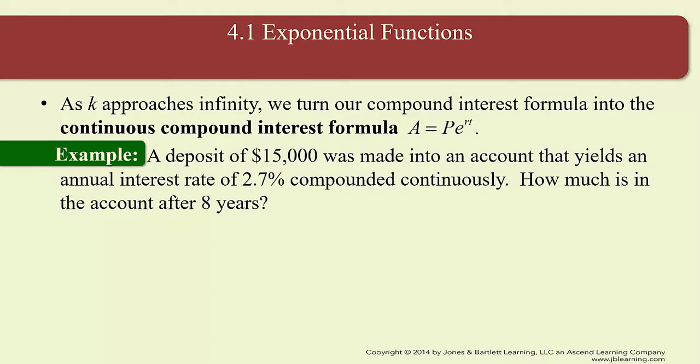A deposit of $15,000 was made into an account that yields an annual interest rate of 2.7% compounded continuously. How much is in the account after 8 years? Now you may notice this is the same example that we just did. The same deposit, the same interest rate. The only thing that has changed is the compounding.